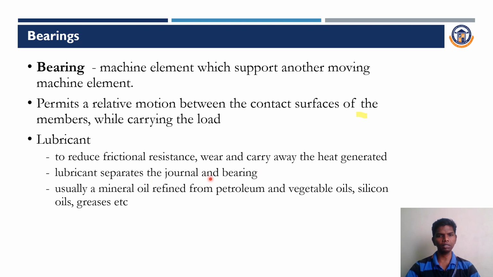Lubricant separates the journal and bearing, usually a mineral oil refined from petroleum, vegetable oils, silicon oil, or greases. So a bearing is known to support another moving machine element. So these are the main purposes of using a bearing. First is to reduce the frictional resistance, and the second is that the lubricant separates the journal and bearing, usually mineral oil refined from petroleum, vegetable oil, silicon oil, and greases.